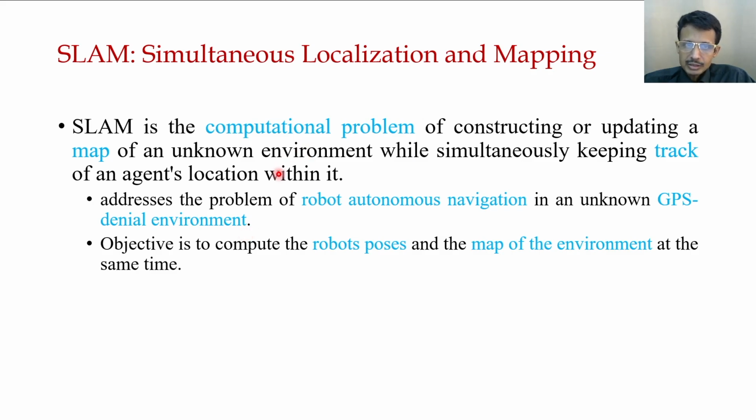So this problem basically addresses robot autonomous navigation in an unknown GPS denied environment. SLAM is very helpful when GPS is not working, for example, underwater or exploration. So what is the objective? The objective is to compute the robot's pose and the map of the environment at the same time. That is basically the main objective of SLAM. That's why it's called simultaneous localization and mapping.